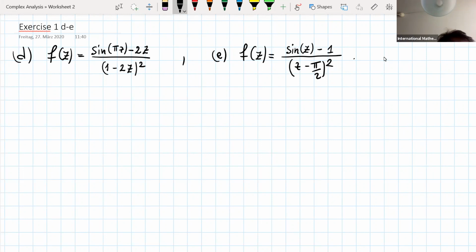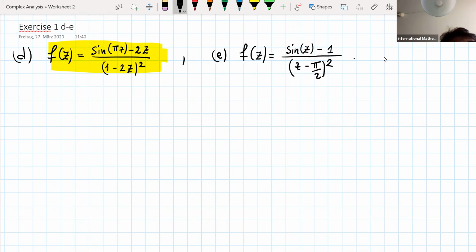So what we have to do is to find the singularities of the function and to see if this singularity is removable, is a pole, or is an essential singularity. So let's start with the first function, f of z, which is equal to sine of pi z minus 2z over 1 minus 2z squared.